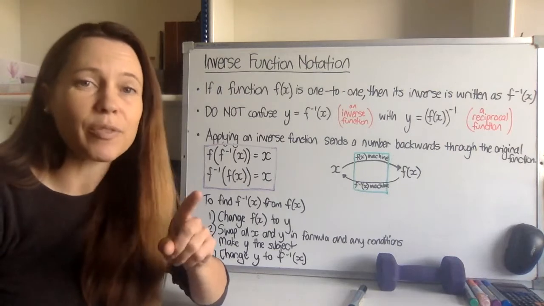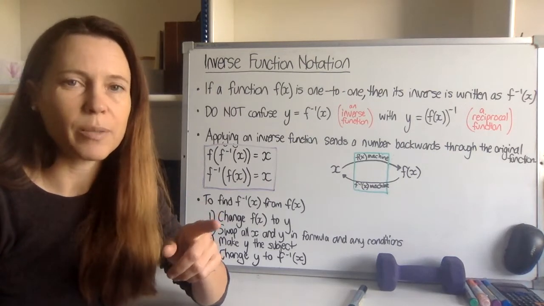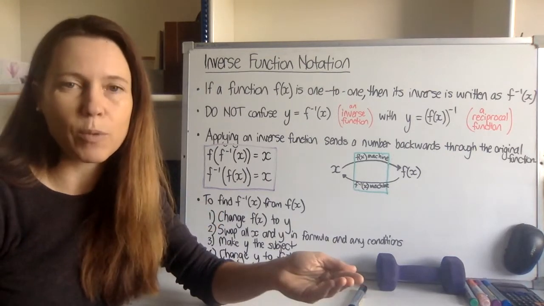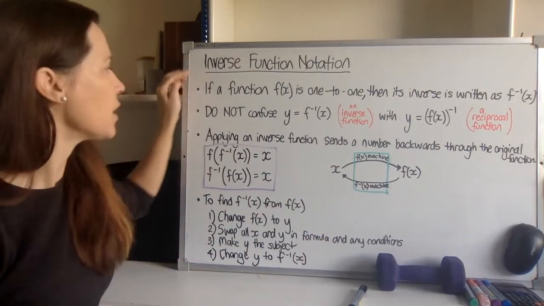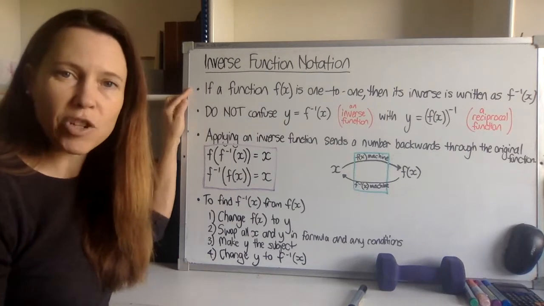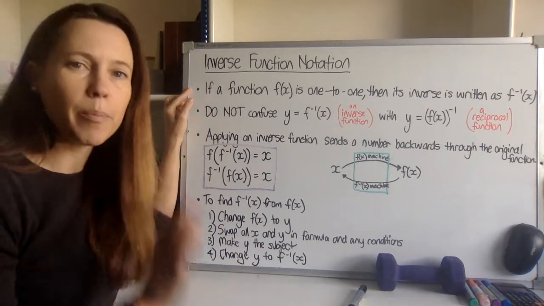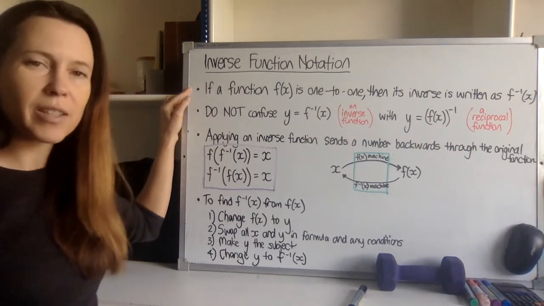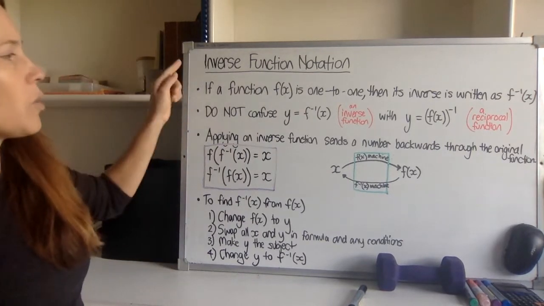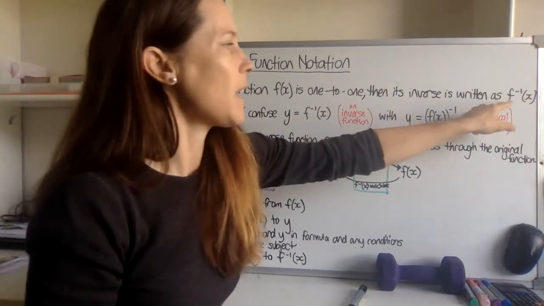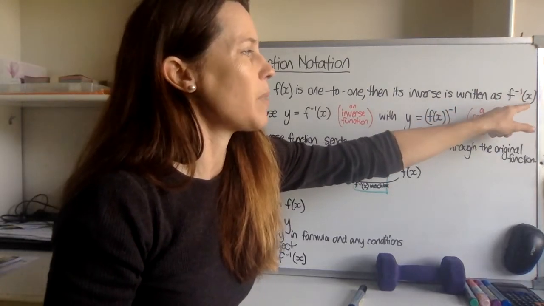Now, if a function is one-to-one, then we know that its inverse will also be one-to-one. So there's some special notation that we can use, but we only use it if we've got that situation of both the function and its inverse being one-to-one, because that's the only occasion that both of them will actually be functions. Now, what we'll do in this case is we'll write f with a little -1 up there, of x.